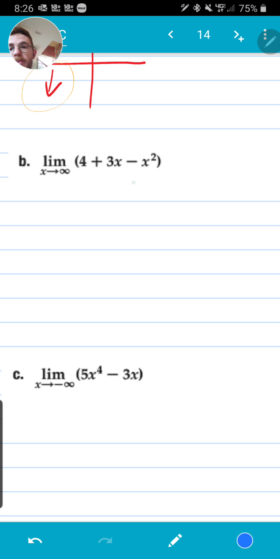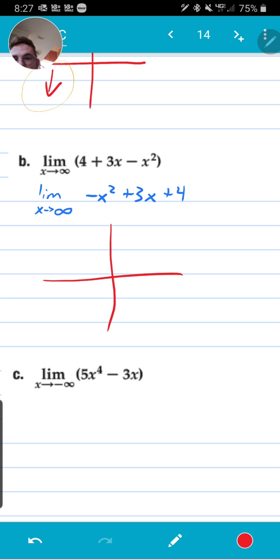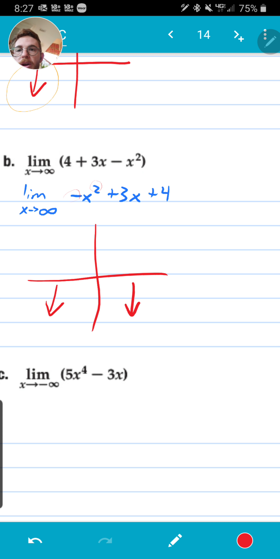Notice on B, this polynomial is not in standard form. That's how they're trying to trick you, so I'm going to rewrite this. This is the limit as x approaches infinity of negative x squared plus 3x plus 4. So I put that polynomial in standard form. It is a quadratic. We know a ton of things about quadratics. And notice the leading coefficient is negative, so the right side is going to point down. And the degree is even, so the left side is going to do the same thing. Once we've applied our leading term test, we know what the ends of the graph are doing.